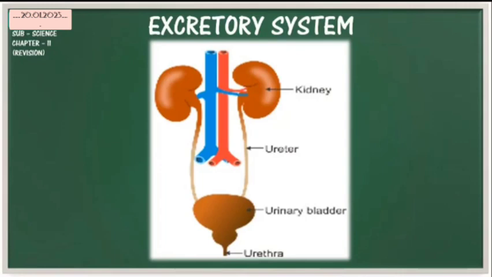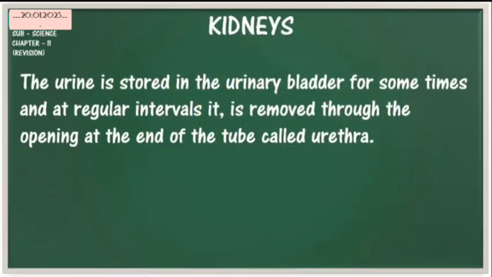The urine is stored in the urinary bladder for some time, and at regular intervals it is removed through the opening at the end of the tube called the urethra by the process of ejection of urine.